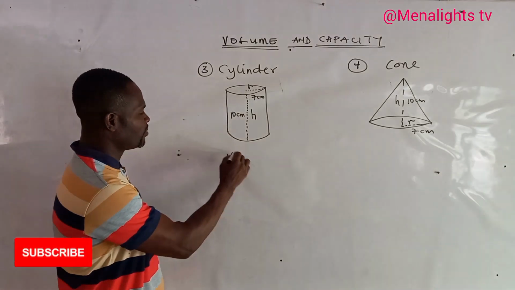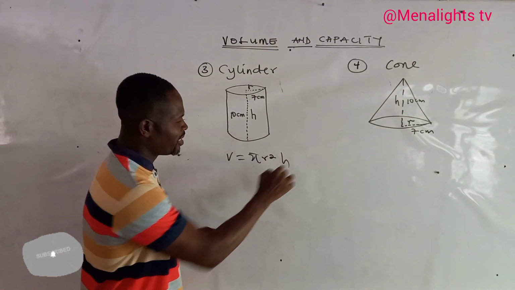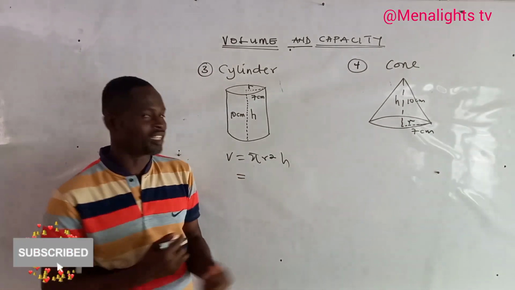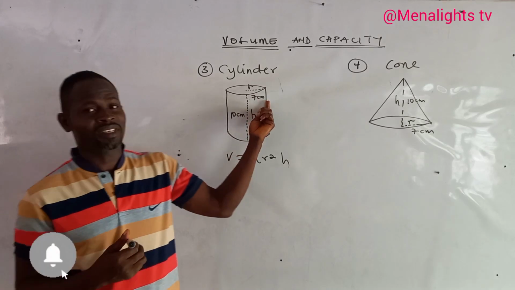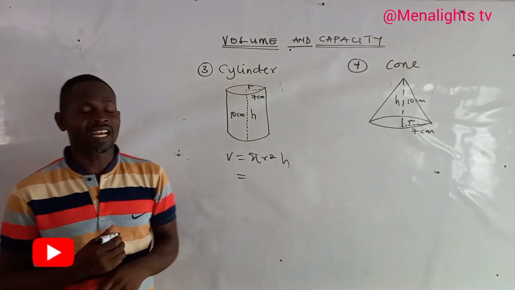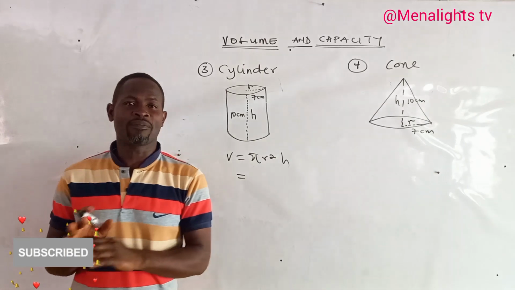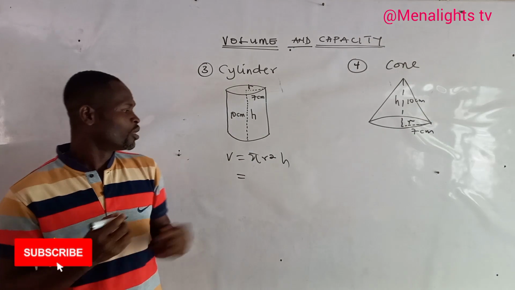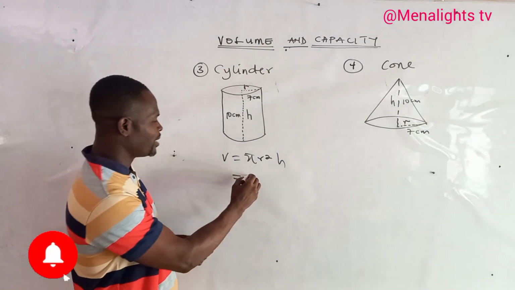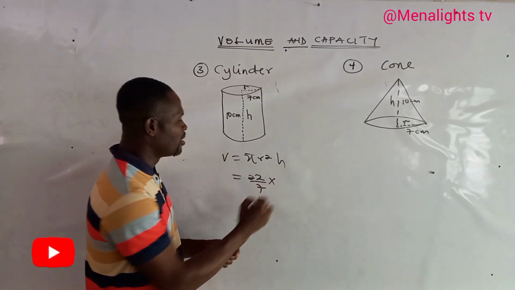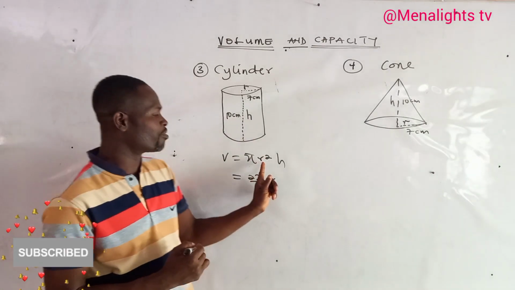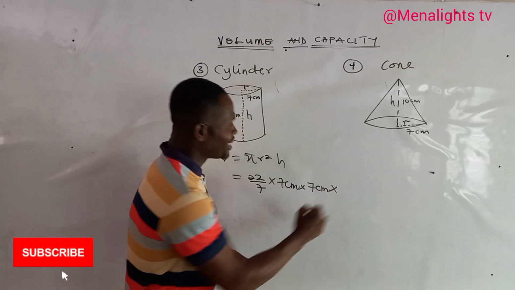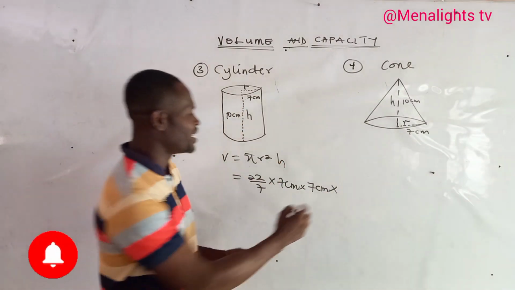Now for the cylinder, the volume is equal to pi radius squared times the height, pi r squared h. So from the question given, we have our radius as 7 centimeters and the height as 10 centimeters. Now we know the value of pi is 22 over 7 or 3.142. So pi is 22 over 7 and our radius is 7 centimeters. So radius squared is 7 centimeters times another 7 centimeters times the height. And the height here is 10 centimeters.